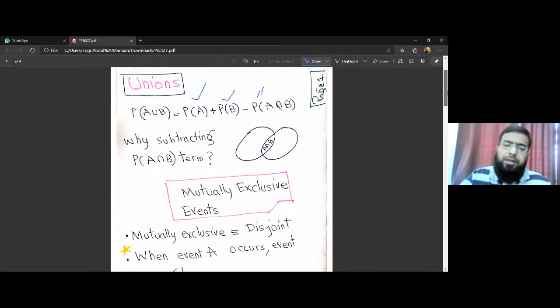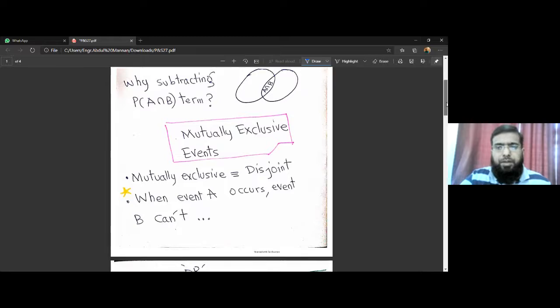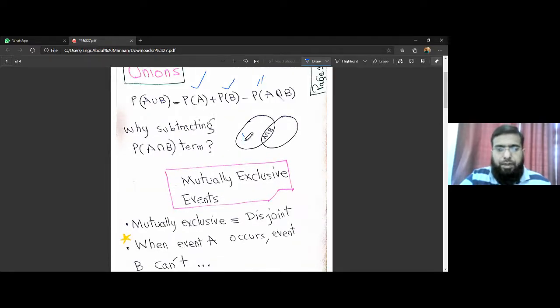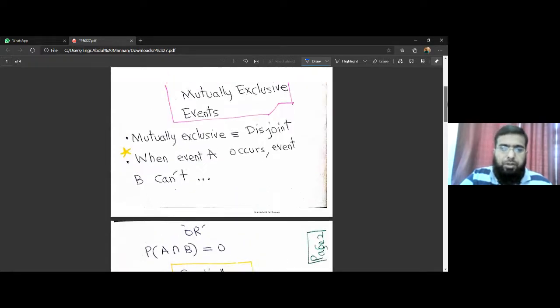Next we'll study mutually exclusive events, the events that are disjoint. For example, if we look at these two events A and B, there is a portion common in between. This gives us the probability of these two events happening together. But if we have events like this, where nothing is common between A and B, that gives us mutually exclusive or disjoint events.